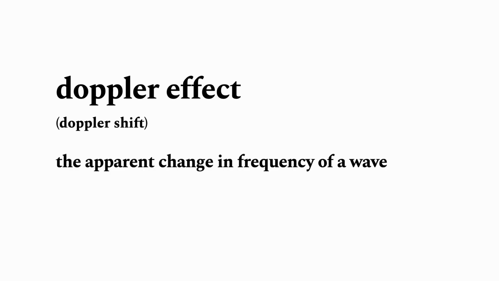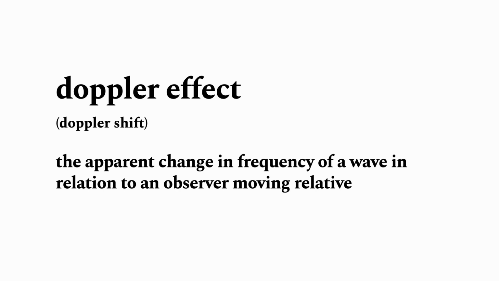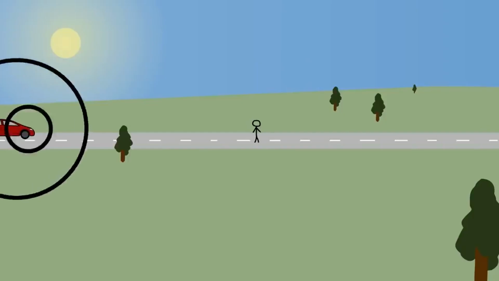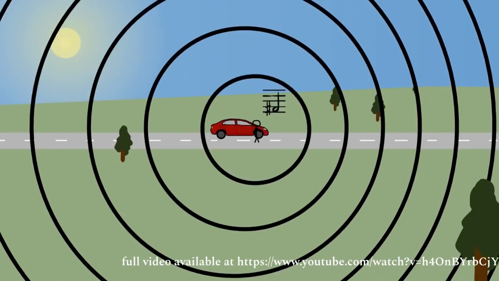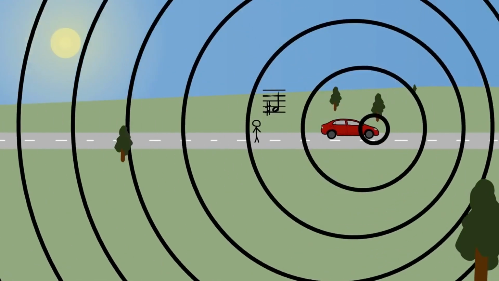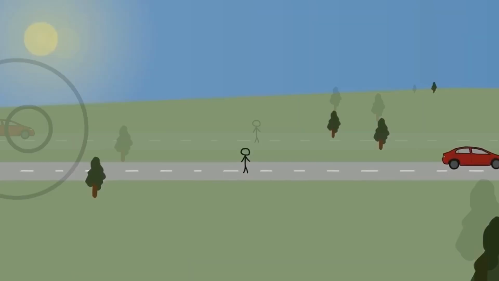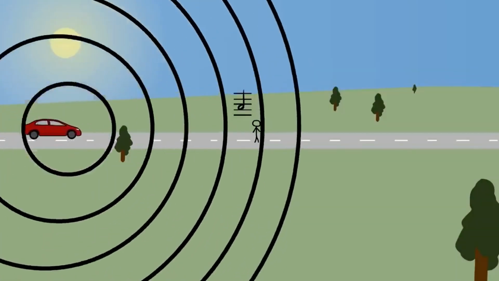The Doppler effect, or Doppler shift, is the apparent change in frequency of a wave in relation to an observer moving relative to the wave source. The Doppler effect can be observed every day. A common example of Doppler shift is the change of pitch heard when a vehicle sounding a horn approaches and recedes from an observer.